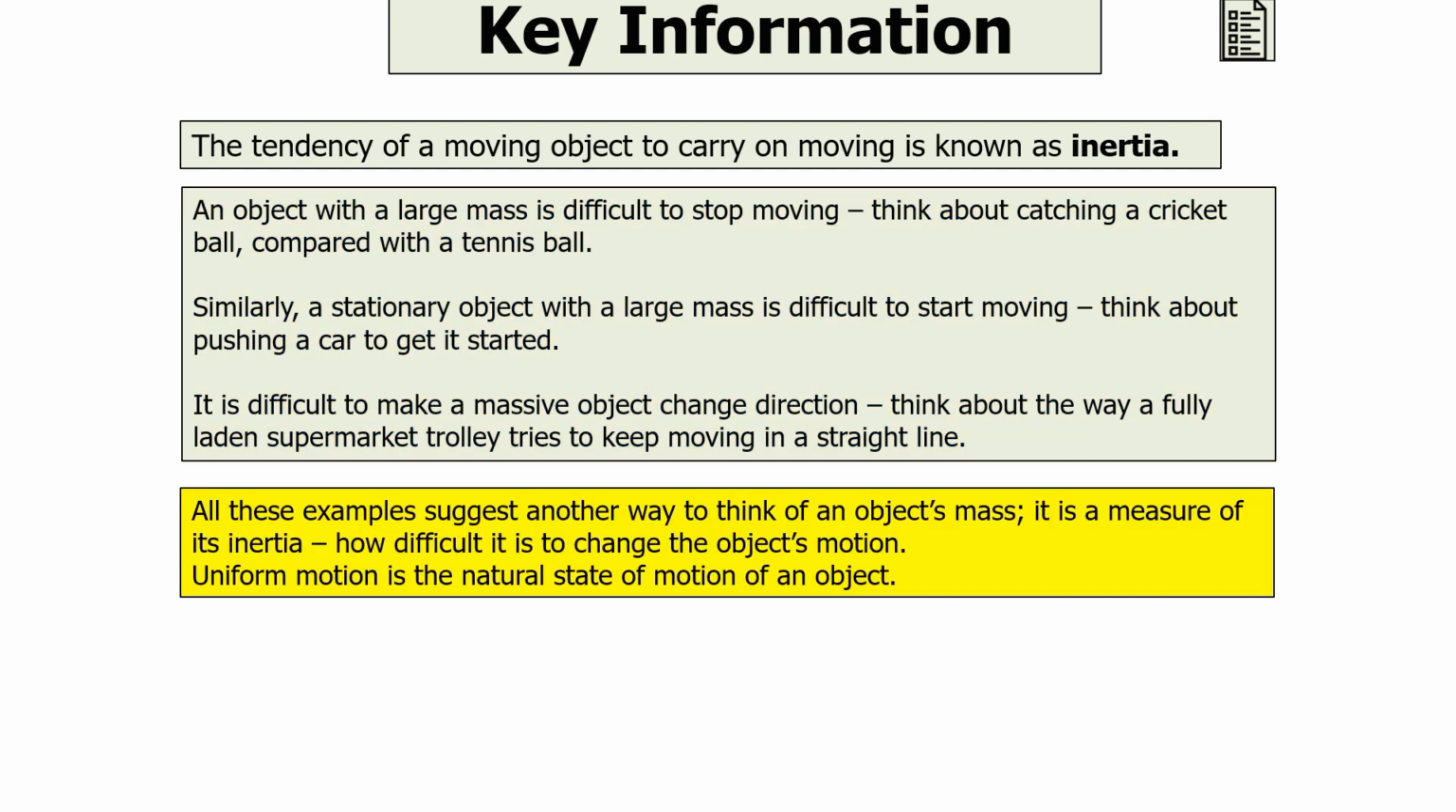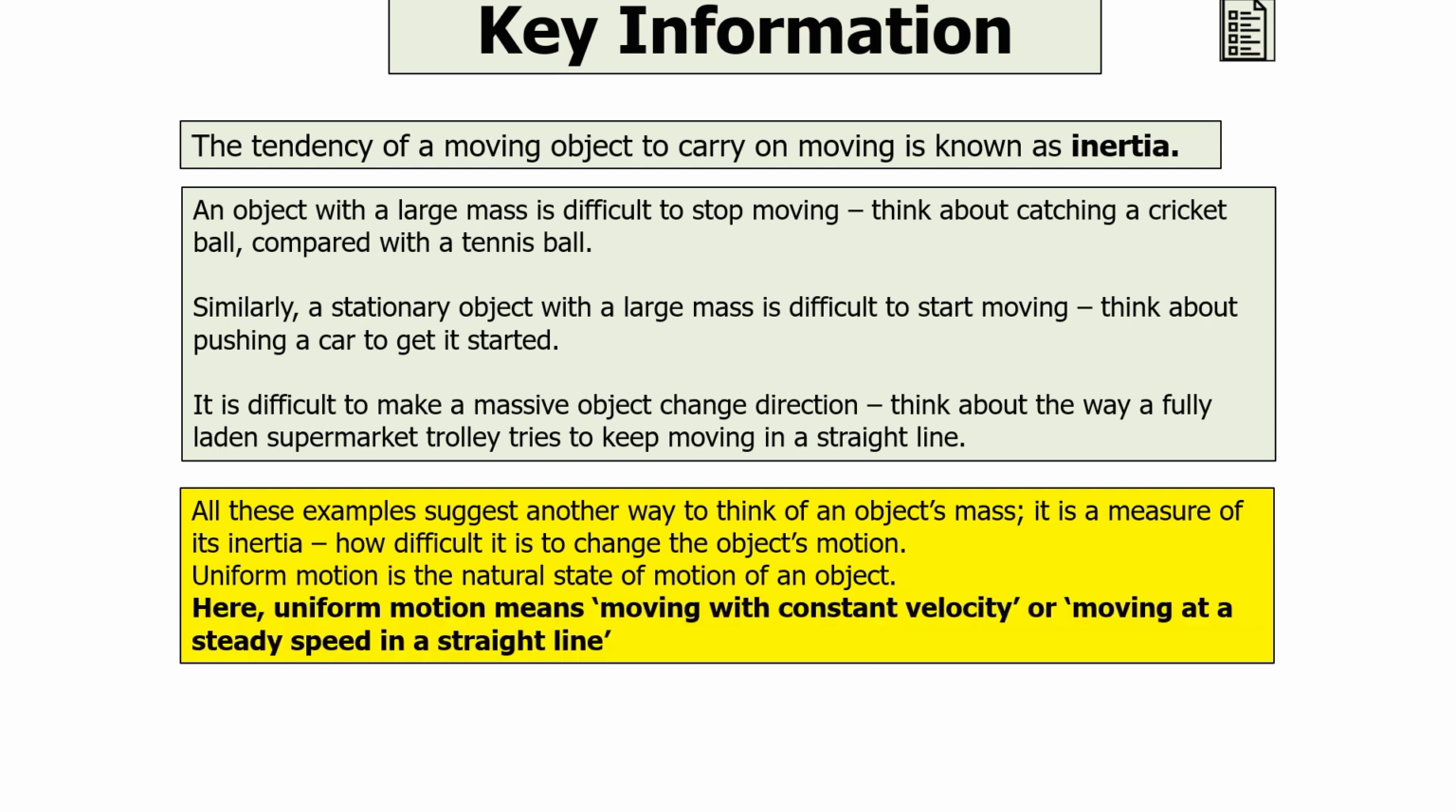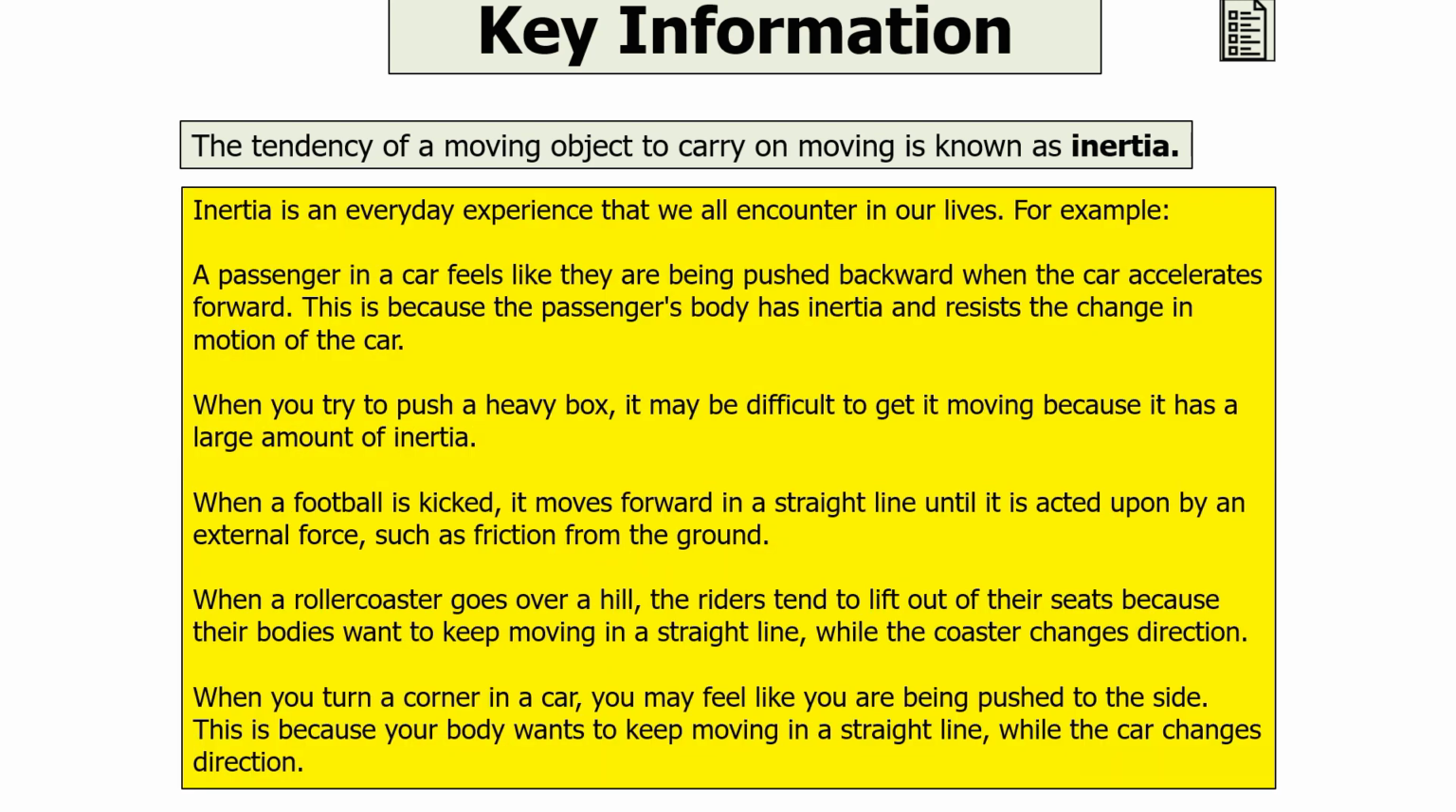Now all these examples suggest another way to think about an object's mass. It's a measure of its inertia, how difficult it is to change the object's motion. So uniform motion is the natural state of motion of an object. So when we say uniform motion, we mean moving with a constant velocity or moving at a steady speed in a straight line. Now, inertia is an everyday experience we encounter in all our lives.